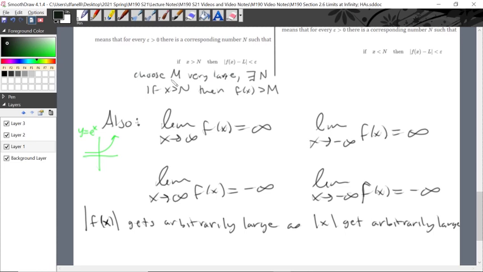Okay, so instead of somebody choosing a small value epsilon to trap us in, because we're going to infinity, instead it would be someone choosing a really large number, and we're saying, well, eventually the function will be larger than whatever number you choose, no matter how large it is.